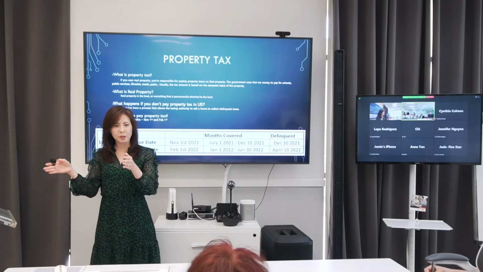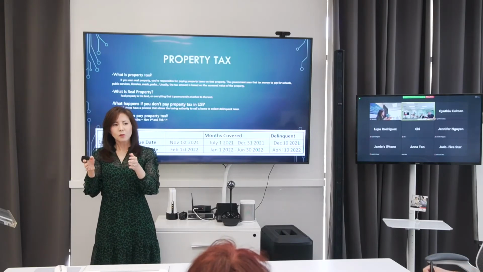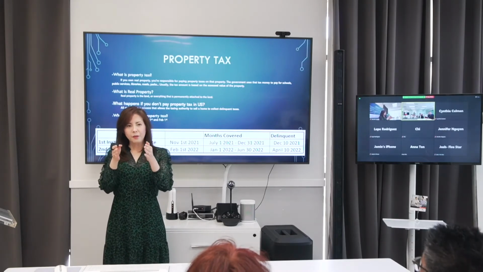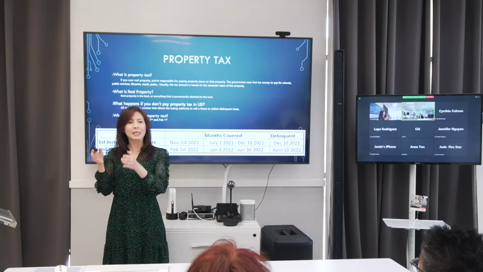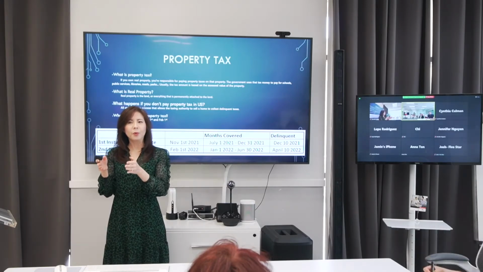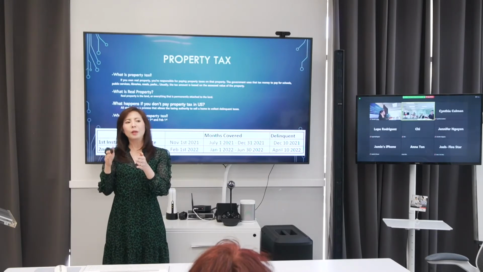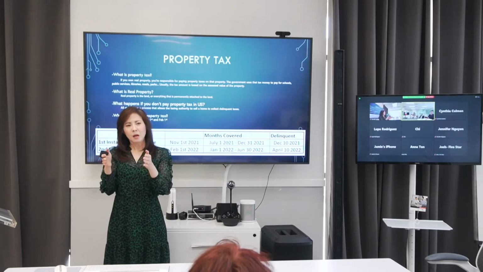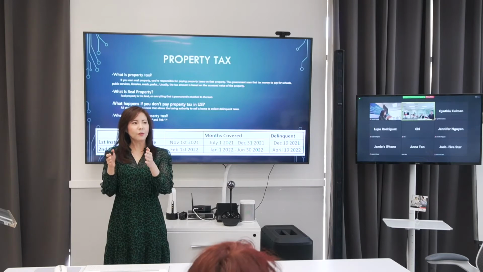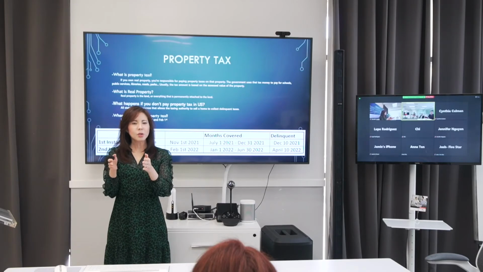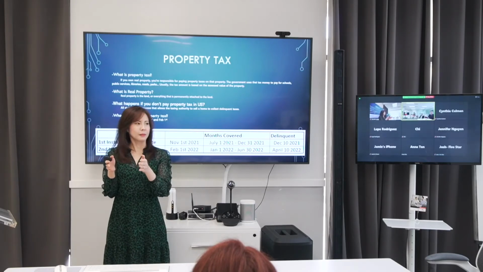You see the table on the screen. For the first installment, the due date is November 1st, and if you don't pay your property tax by December 10, then you are delinquent on your property tax payment. And of course, when you are delinquent, you have to pay a penalty and a lot of money. So you don't want to miss that payment. The second installment due date is February 1st, and if you don't pay your property tax by April 10, that is when you are delinquent on your payment.